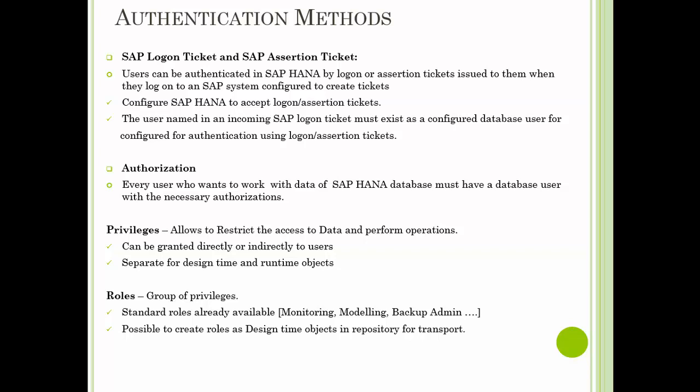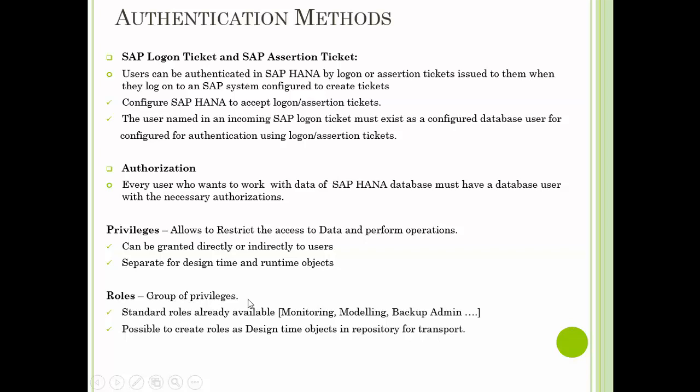So authorization would consider privileges and roles for users. What are privileges? Privileges restrict the access to data and the operations users can perform. They can be granted directly or indirectly to users. They are basically termed separately for design time and runtime objects. We have something called design time and runtime objects in SAP HANA. When design time objects get activated, they become runtime objects. While they are still design time objects, they carry a different set of privileges, and when they become runtime, they carry a different set of privileges. So appropriately, we need to assign these privileges to the users using them.